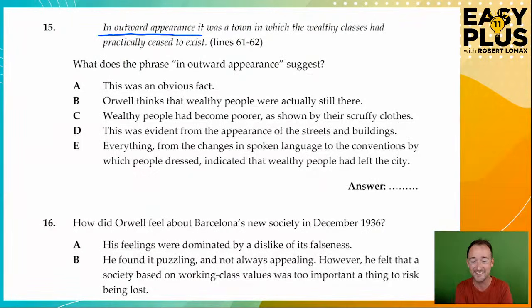Okay. So that's kind of what in outward appearance is doing. So what does the phrase in outward appearance suggest? This was an obvious fact. It just doesn't match the phrase at all.